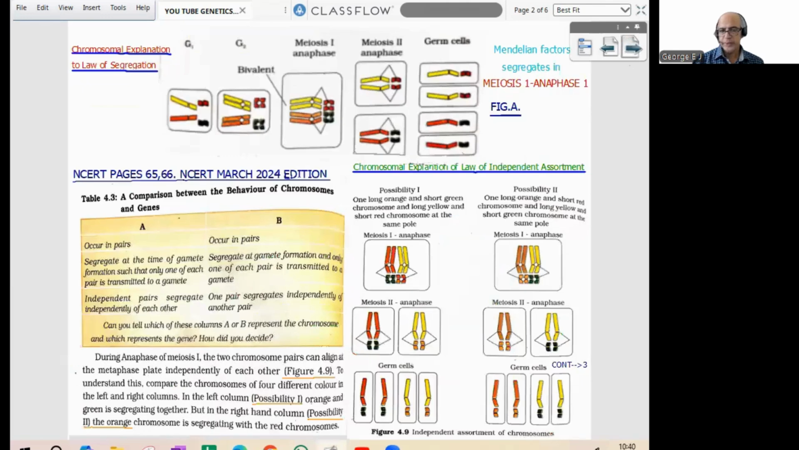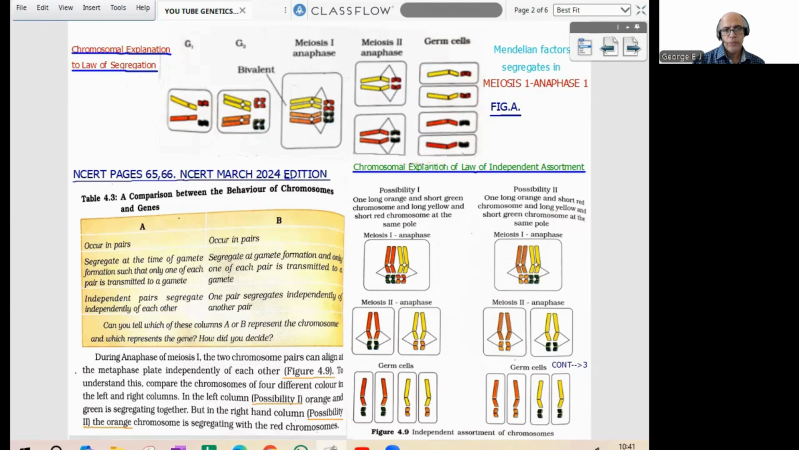Now we can proceed to the second page. This is purely NCERT, and many people don't know why this diagram has repetition like first and second. When we read NCERT, we are slightly confused because of too many details and explanation. Originally, it is connected with meiosis, nothing more. Looking at the first diagram, figure A, what is the purpose of that diagram? It is the chromosomal explanation of the law of segregation. Very clear.